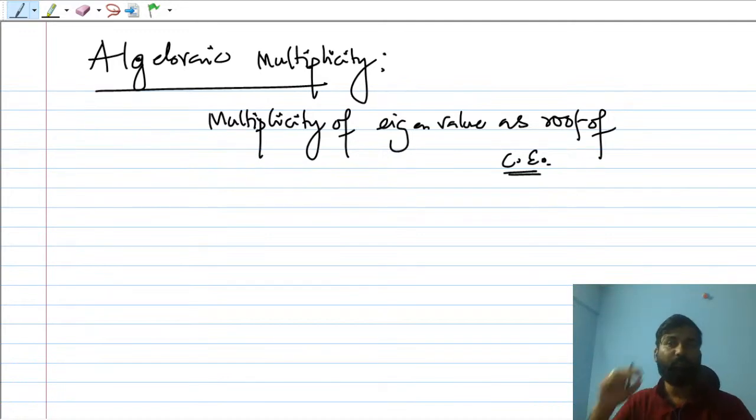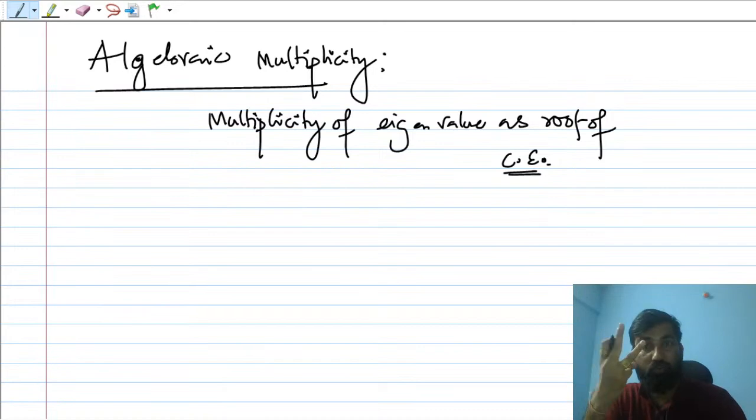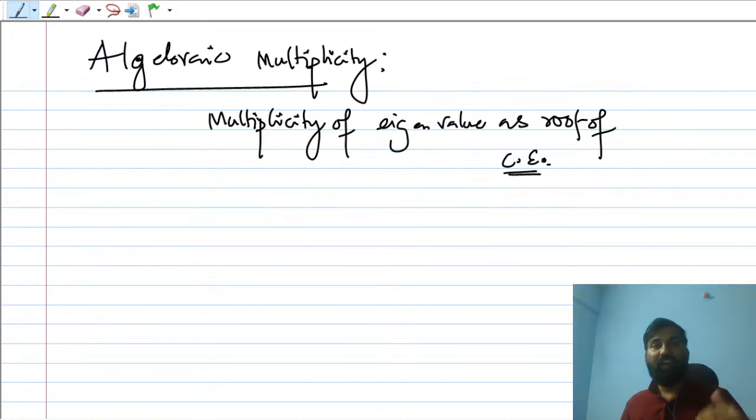Suppose I take three poles at the origin. There are three, so what will be the multiplicity? In this case, we have to discuss algebraic multiplicity with respect to the eigenvalue or the roots of the characteristic equation. So what is the meaning of multiplicity? How many times the eigenvalue is getting repeated? Just taking one example here.